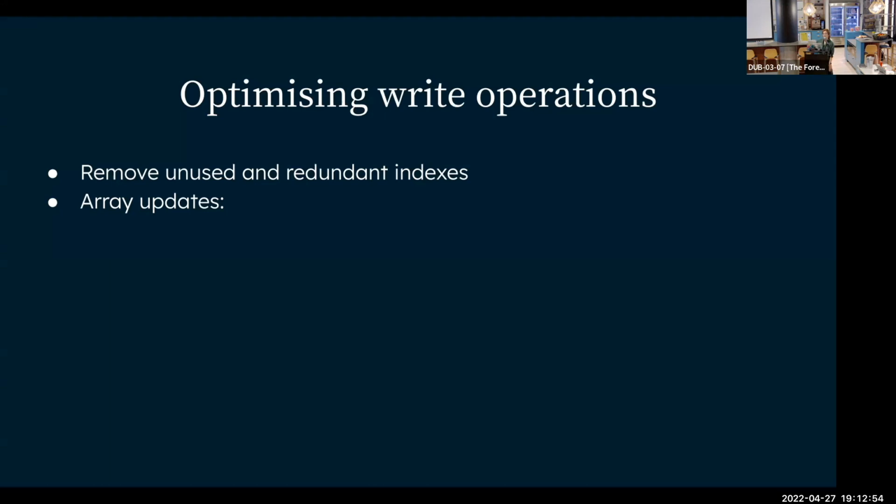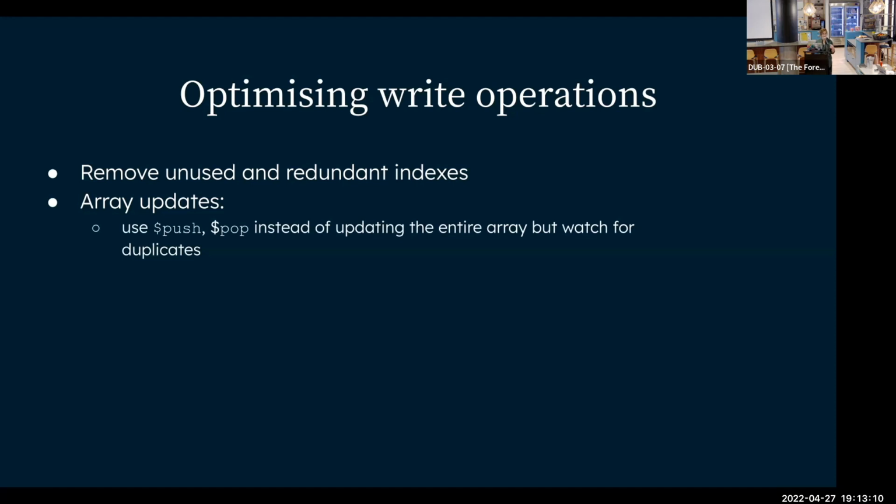The other thing when you're looking at optimizing your write operations is array updates. Rita talked about embedding relationships, and sometimes those relationships can be long lists. That's okay to an extent. We support large arrays, but you have to think about the impact on your write workload if you are updating very large arrays.